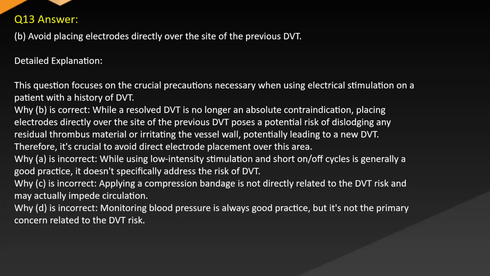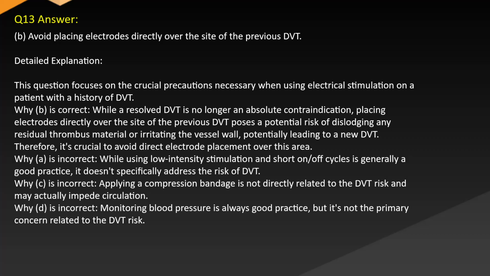Detailed explanation. This question focuses on the crucial precautions necessary when using electrical stimulation on a patient with a history of DVT. B is correct. While a resolved DVT is no longer an absolute contraindication, placing electrodes directly over the site of the previous DVT poses a potential risk of dislodging residual thrombus material or irritating the vessel wall, potentially leading to a new DVT. Therefore, it's crucial to avoid direct electrode placement over this area.